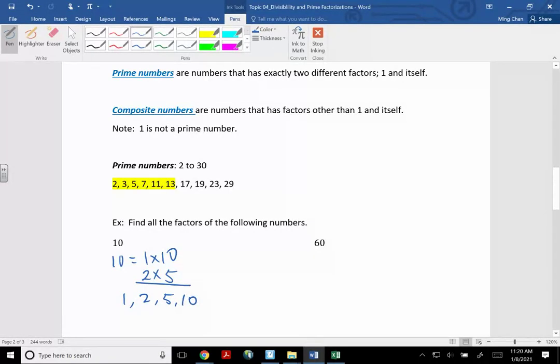Okay. 60. Let's try it. Find all the factors of 60. Start with 1. 1 times 60. All right, 2 can go into 60 because 60 ends in 0, 30 times. 3 can go into 60 because 3 can go into 6, right? 6 plus 0 is 6. It's 3 times 20.